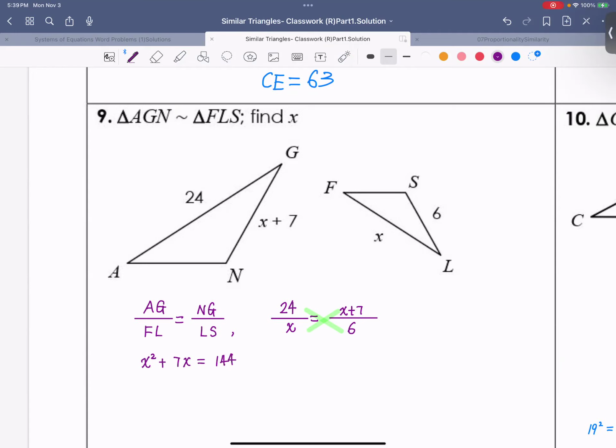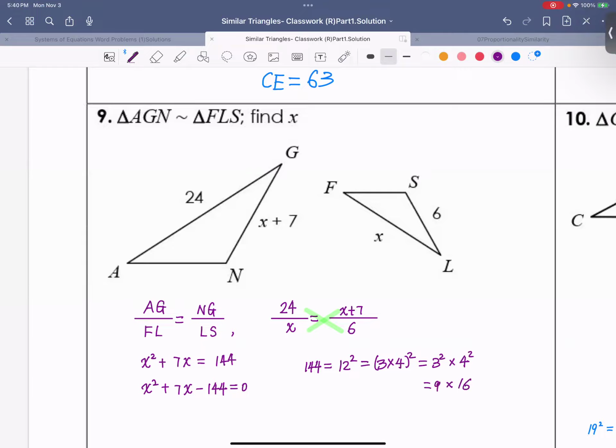So X squared plus 7X equals 144. And then you move this over: X squared plus 7X minus 144. Who is 144? It's the constant. This is which number squared? 12 squared, right? And 12 squared is 3 times 4 squared, right? So you have 3 squared times 4 squared.